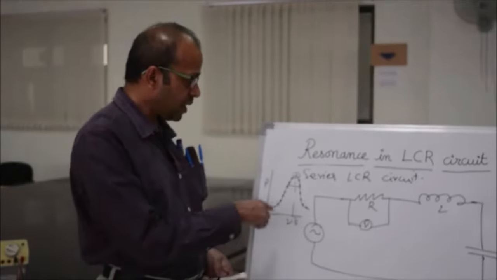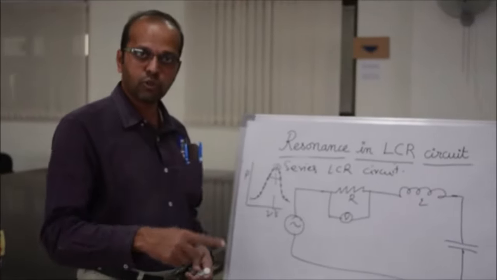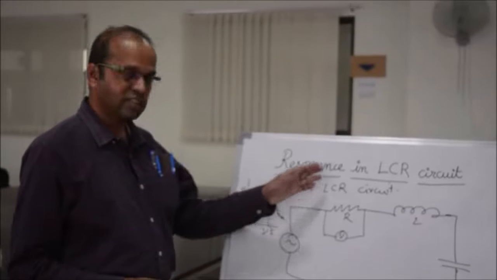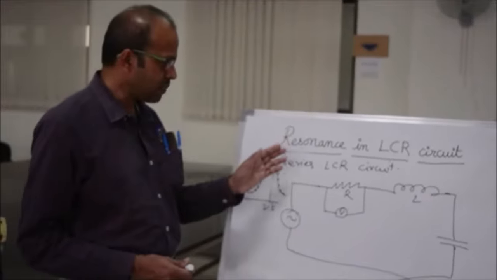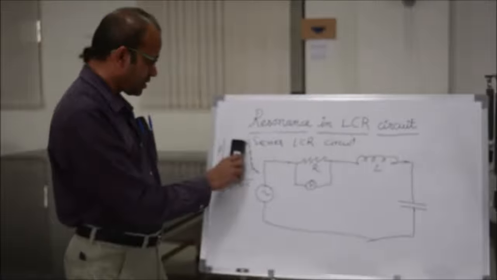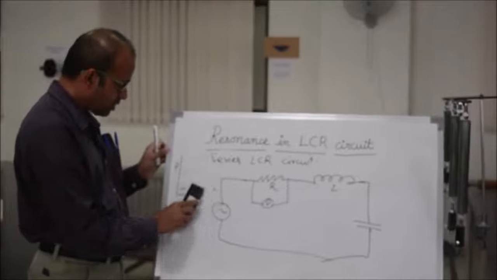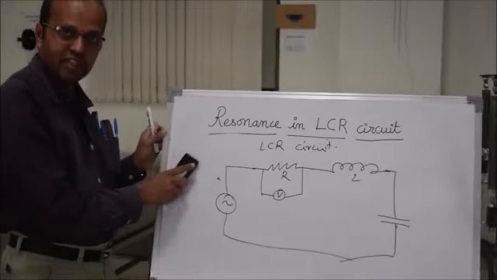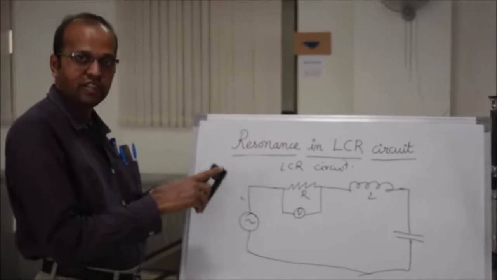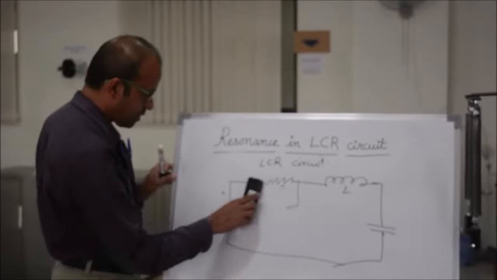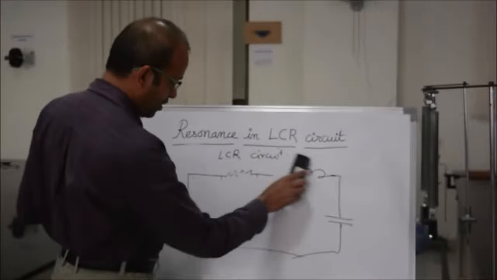Fine. If you are done with this, let us proceed to the next part of the experiment, where we put L and C in parallel. So that is a parallel LCR circuit. But when I say parallel LCR circuit, it doesn't mean that all the three are in parallel. What we actually do is put L and C in parallel, and the combination is in series with R. So I will now redraw this circuit for the parallel LCR circuit.